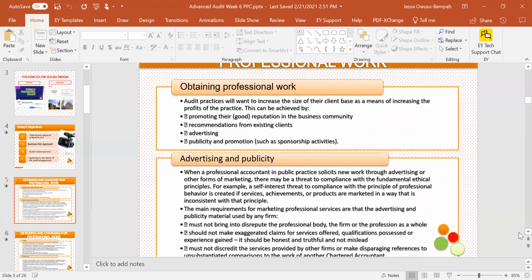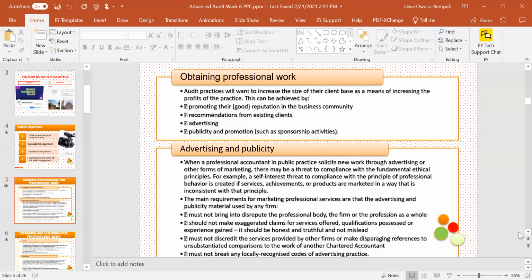Number two, the audit practice also should not make exaggerated claims. We talked about exaggerated claims. They should not make exaggerated claims for services offered, qualifications possessed, or experience gained. It's very, very crucial. So in delivering their adverts, the audit firm should be honest and truthful and not mislead people. When they are misleading people, then that creates a threat and that breaches the fundamental ethical principles.